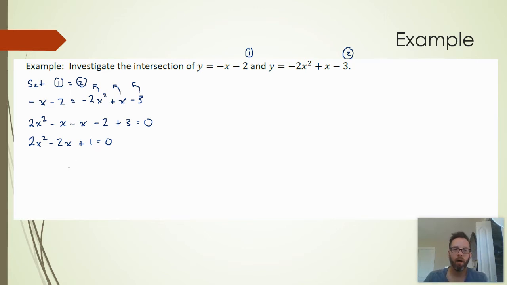Now, looking at this equation, I can see that this one cannot be factored. So I don't like any of the other methods except the quadratic formula. So I'm going to use the quadratic formula. Remember this is a, b, and c. So the opposite of b, or negative b, is 2, plus or minus the root of b squared minus 4ac, that's negative 2 squared minus 4 times 2 times 1, all divided by 2a.